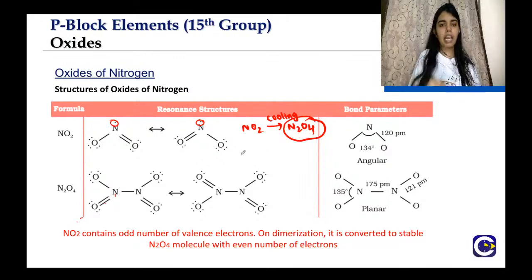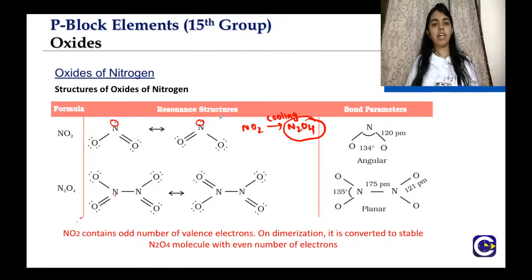We have done in chemical kinetics also that ionic reactions and radical reactions are very fast. Why are radical reactions very fast? Because they are very unstable. They are odd electron species and they are very unstable. So NO2 in itself is very unstable, therefore it dimerizes to form an even electron species, that is N2O4.